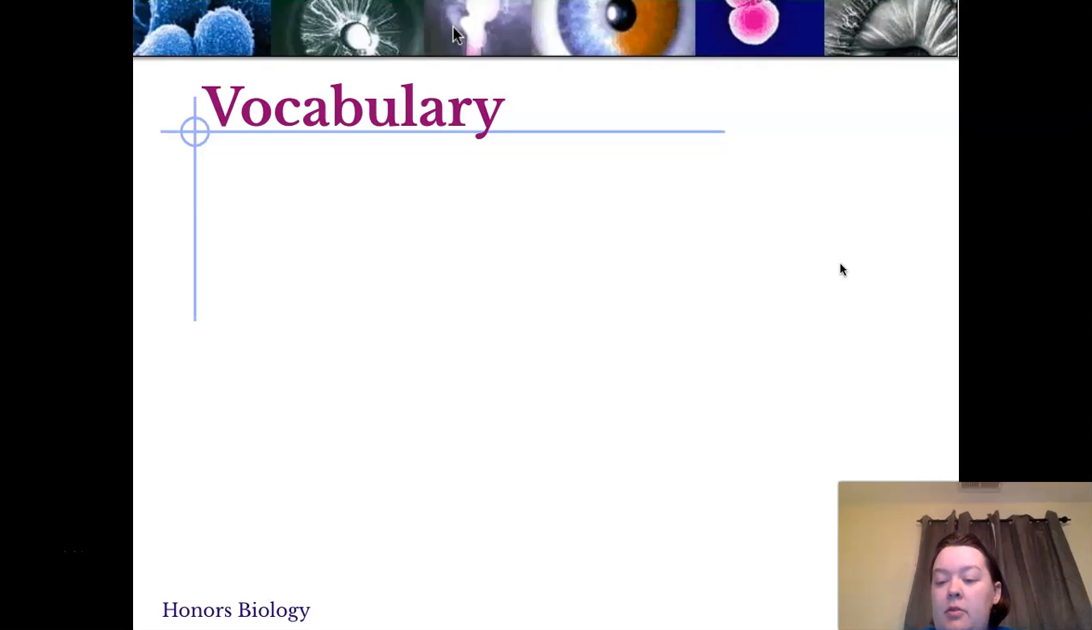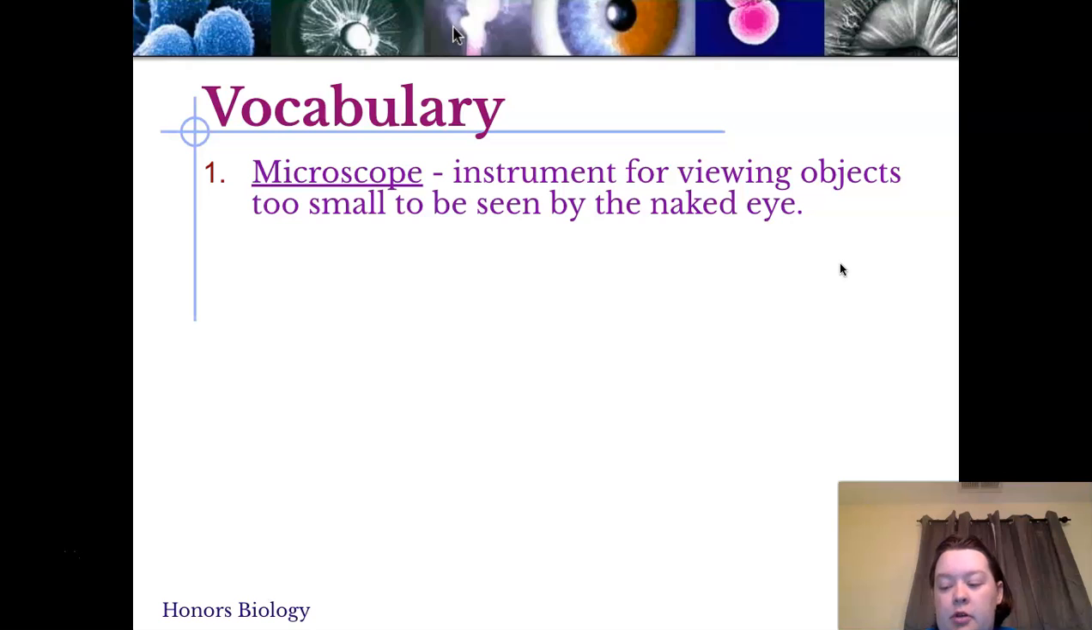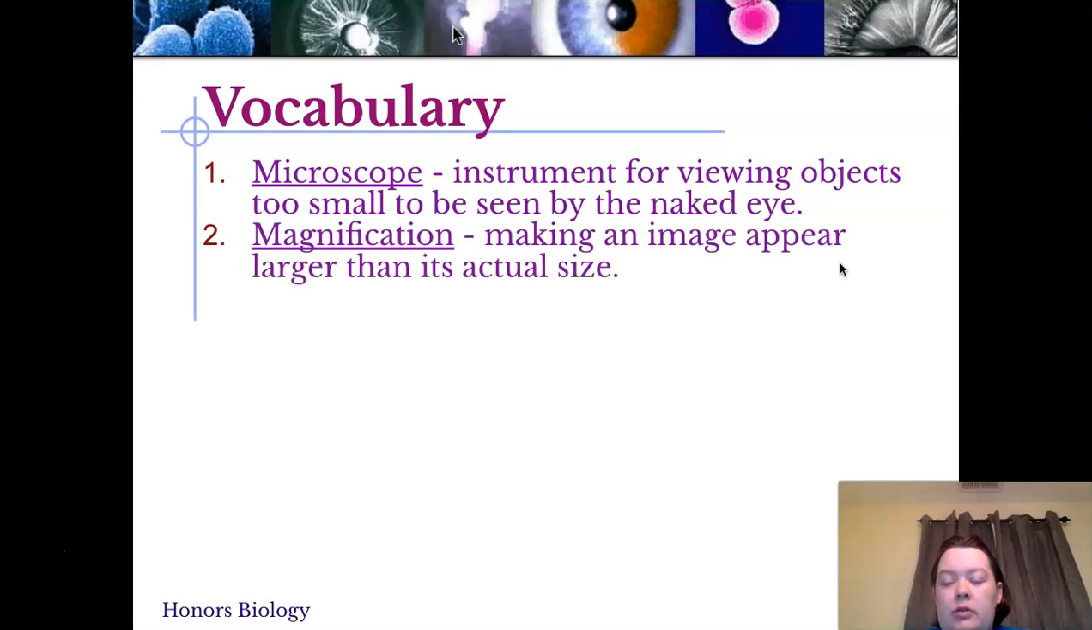Alright, so some vocabulary that's going to be very helpful for you all while we're talking about microscopes. The first one, obviously, is the definition of microscope, which is an instrument used for viewing objects that are too small for us to see by the naked eye. So it helps us see things that we couldn't usually see with our eyes. Our second vocab word is going to be magnification. Magnification is making an image appear larger than it actually is, so magnifying it to look larger.